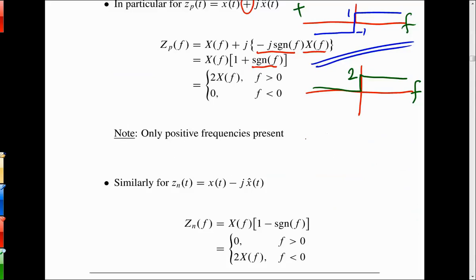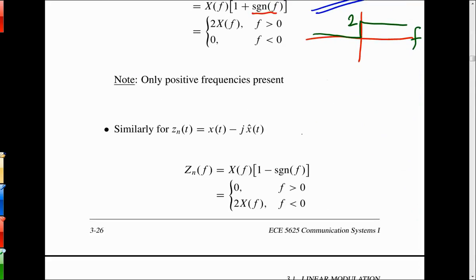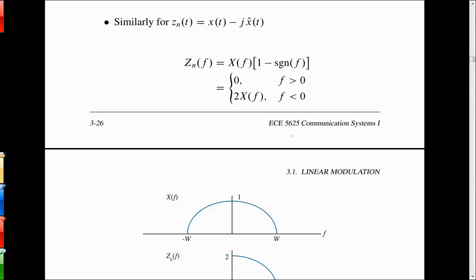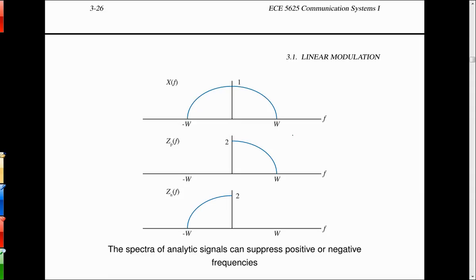So only positive frequencies present. If you define the negative analytic signal, it flips it around the other way. So now you just have the negative frequencies present. So this is sort of the family portrait, I guess: the signal, positive analytic signal, negative analytic signal. Like I said, in digital signal processing and receivers, this property is sometimes utilized.